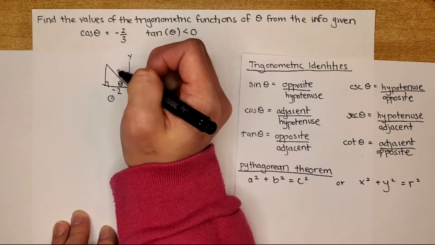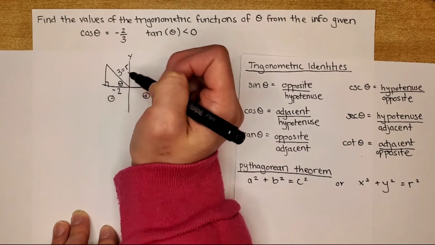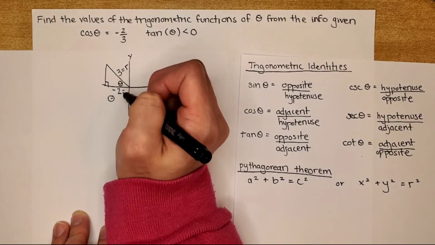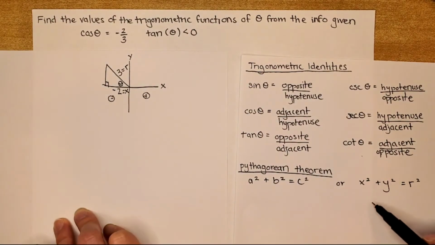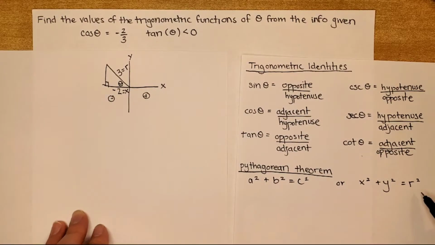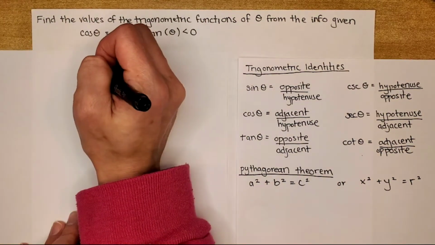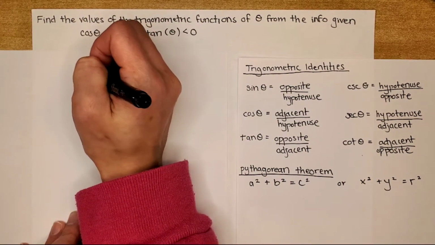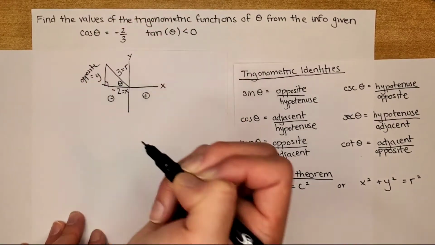And so if we see that we have the hypotenuse side, hypotenuse is going to be our value r, and our adjacent side value will be our value x in relation to this Pythagorean theorem of x squared plus y squared equals r squared. Now, we can start solving for our opposite side, and that is going to be our y value.